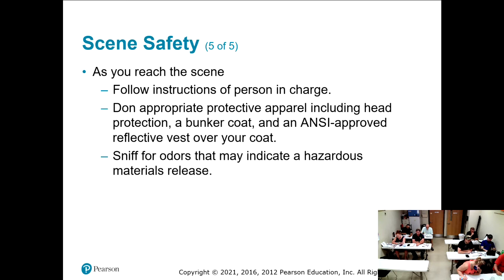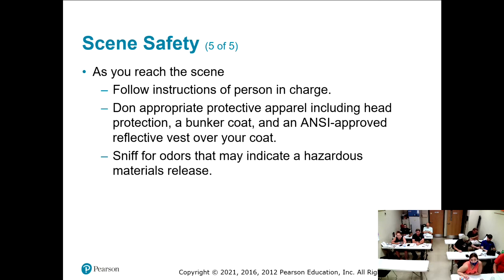Follow the instructions of the IC. Typically, fire will have command at a scene like this. Work with them when it comes to patient care. If you say that a certain patient needs to be coming out first due to injuries, they should be listening to you, but ultimately they make the decisions on how the actual removal of the process happens. But your voice matters when it comes to which patients may be taken out.